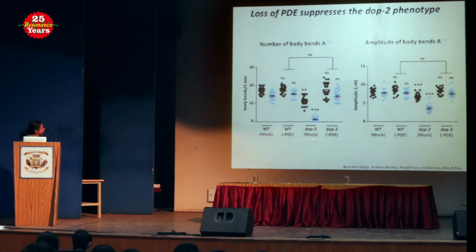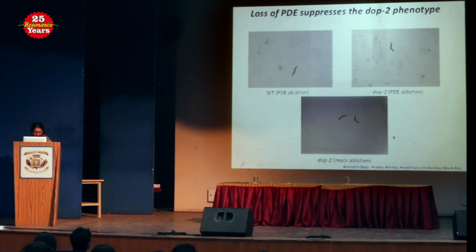In the mutant DOP2, we already see a phenotype, and when we kill that one neuron, you completely lose that phenotype. It goes back to being just like wild type, both for the body bands as well as the amplitude. So just to show you some of the videos, this is wild type where we've killed the neuron, and it's able to move. It's not very happy because killing these neurons always affects the worm in some way or the other.